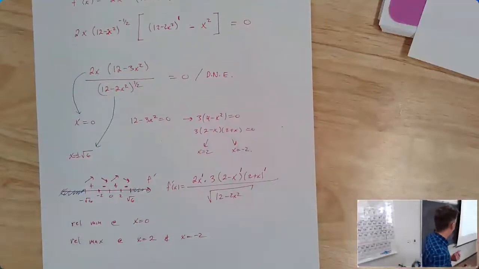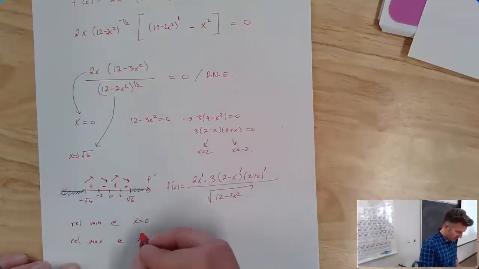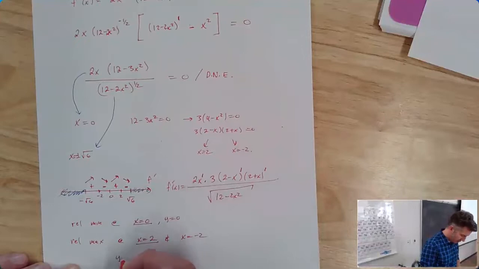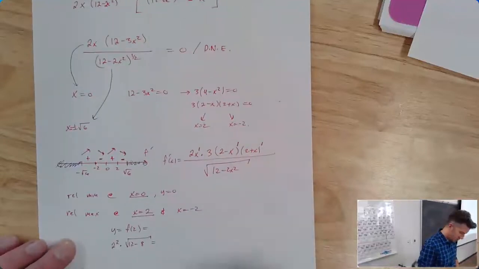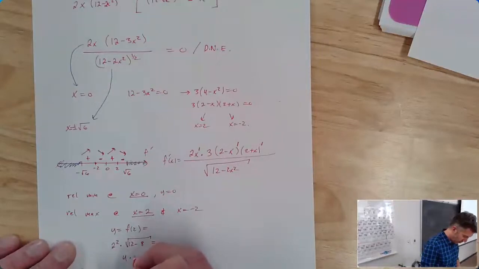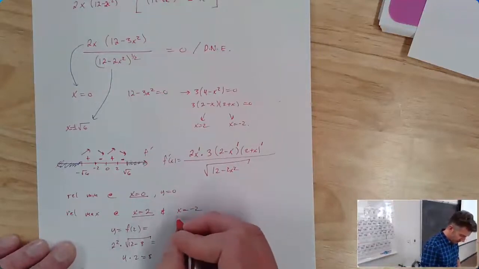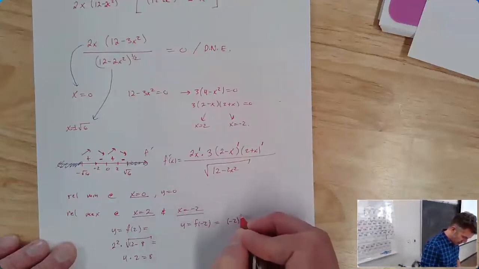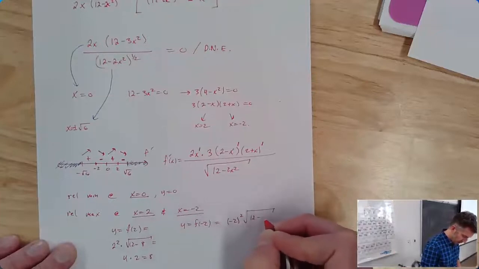And we also typically want to find the y values because we're going to graph this thing. For x equals 0, I already found the y value was y equals 0. For x equals 2, the y value is going to be f of 2, which is 2 squared times the square root of 12 minus 2 times 2 squared, which is 4 times the square root of 4, which is 8. And for x equal to -2, you get y equal to f of -2, which is -2 squared times the square root of 12 minus 2 times 4, which is also 8.